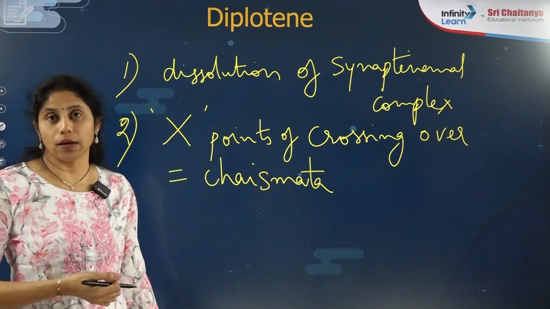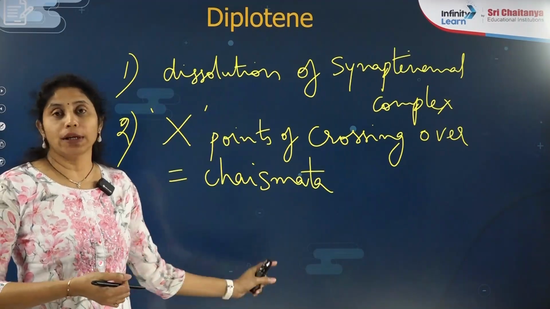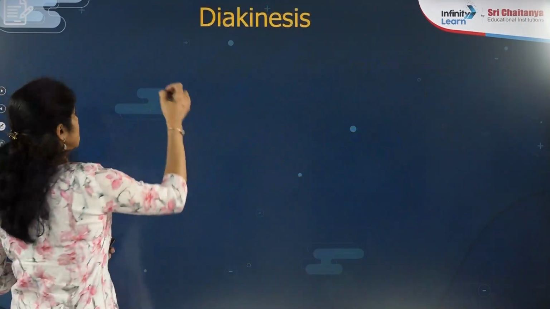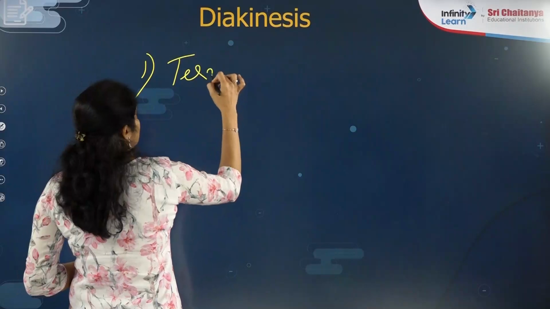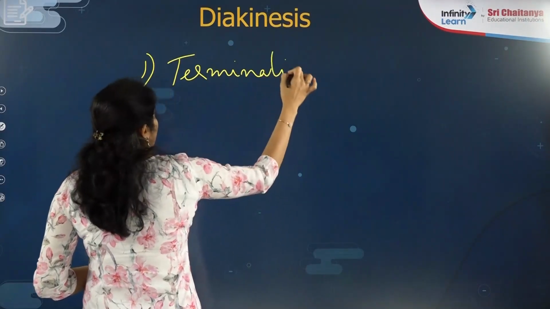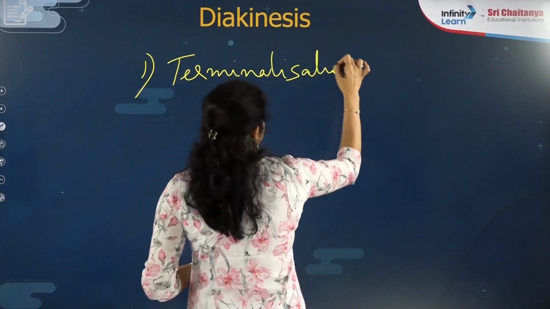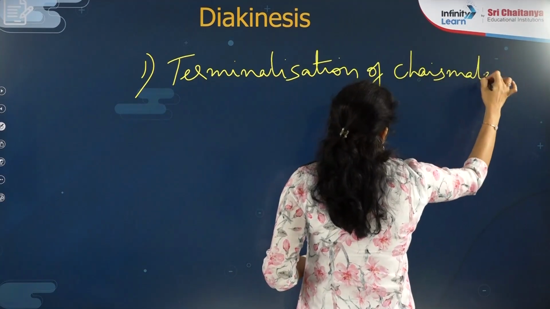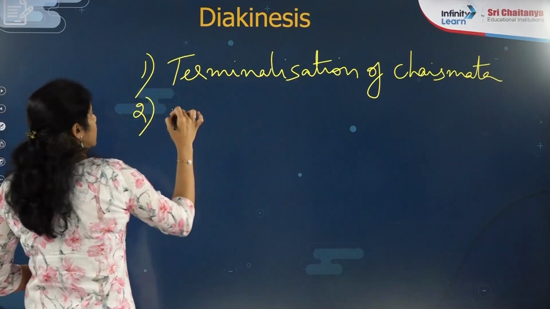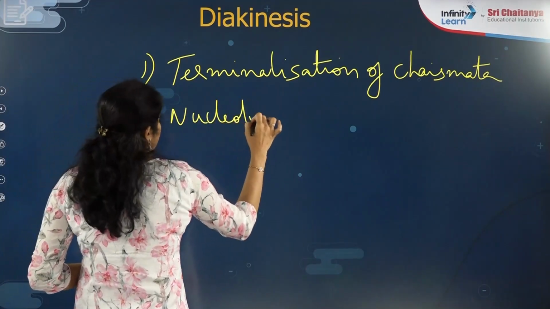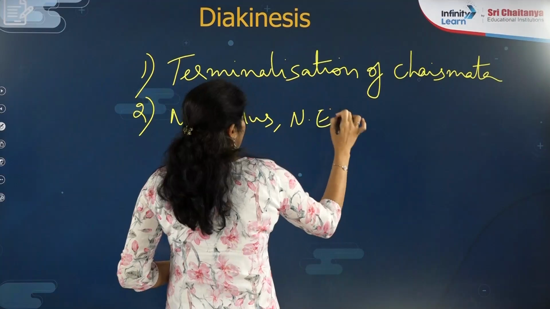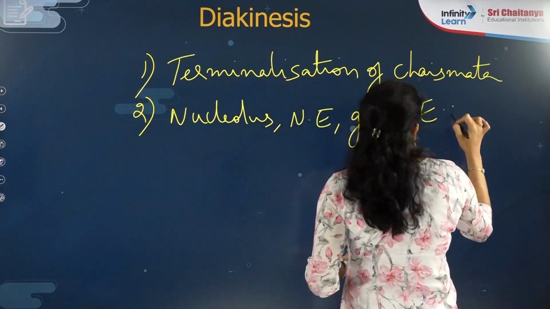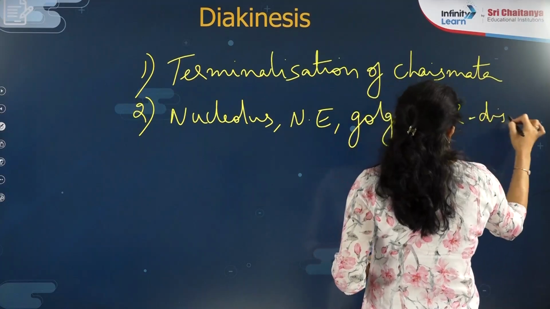They are very clearly seen due to the dissolution of the synaptonemal complex in diplotene, and they are further undergoing the condensation process. Diakinesis. In this, terminalization of chiasmata occurs. Movement of chiasmata towards the ends of the chromosomes. And here, nucleolus, nuclear envelope, Golgi complex, and ER disappear.